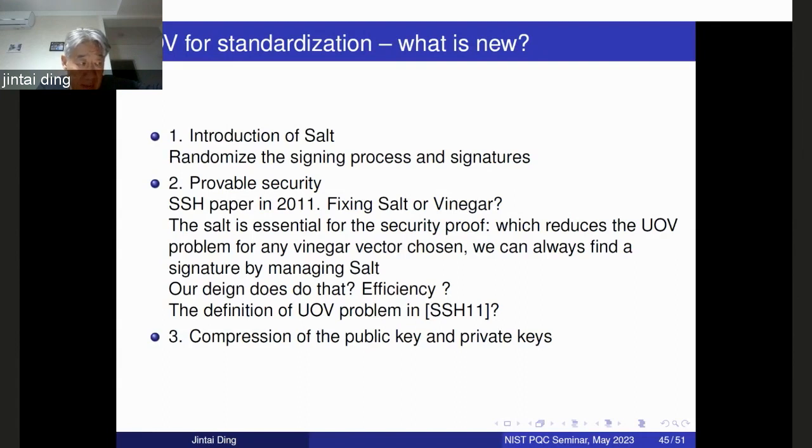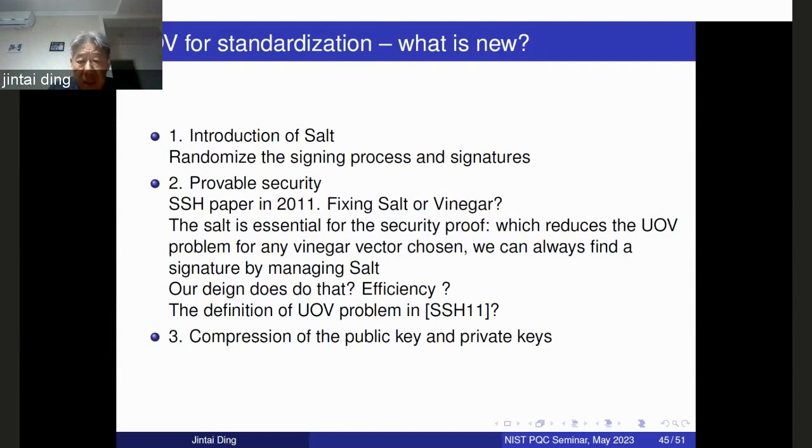So for us, we cannot achieve the same proof because we fix the salt and then change the vinegar. But from a practical perspective, we don't feel there's any difference. Anyway, we'll write something up to give a proof of UF-CMA. This is the one thing that is different.